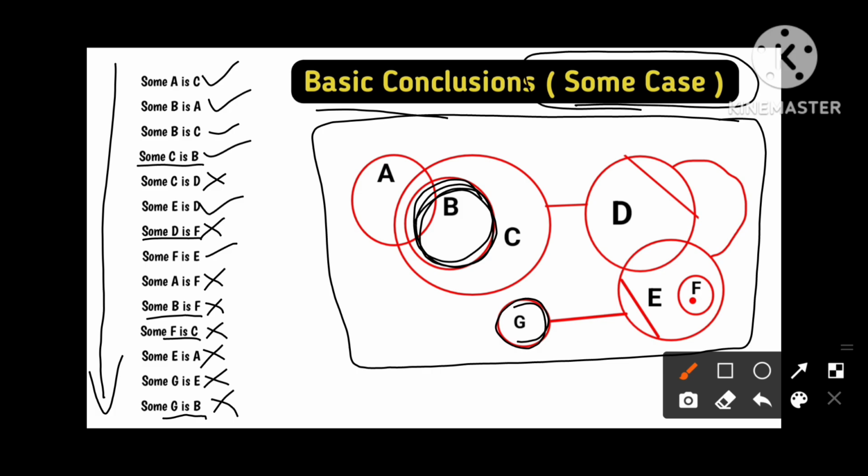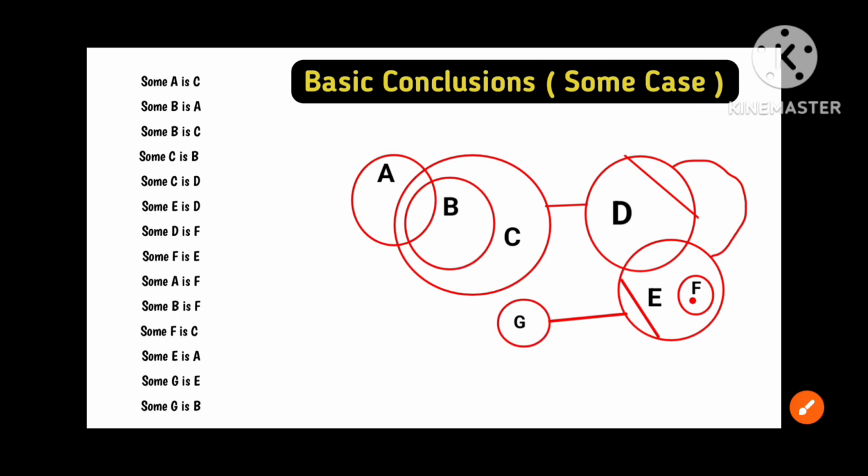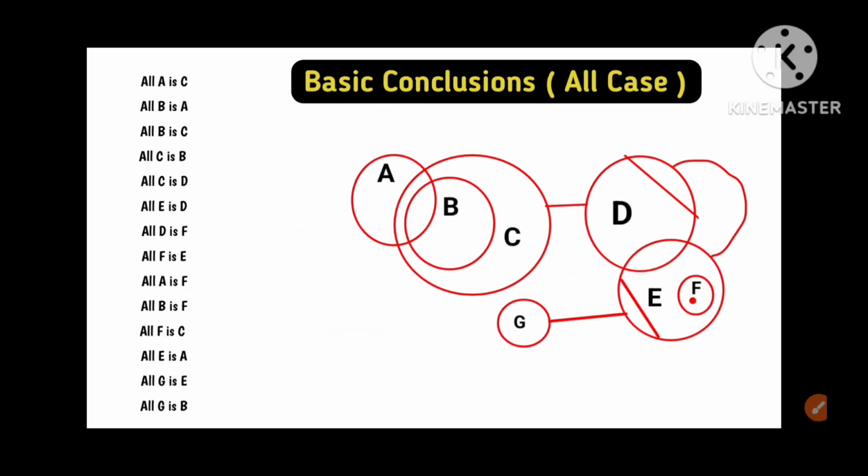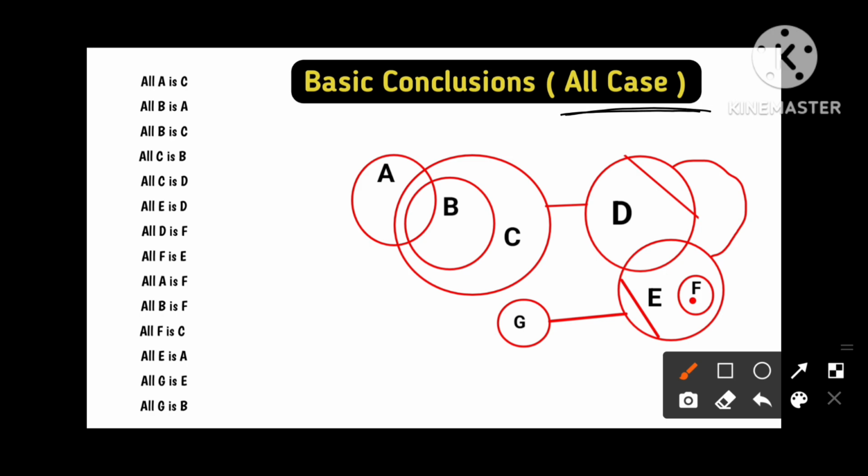For basic conclusions of some case, what we need to do is check the direct meaning. Do they share a part or not in our basic statement Venn diagram? If they share, then the conclusion will be true. If they don't share, then the conclusion will be false. Let's see one more type of question, which is the all case. Let's see each and every conclusion.